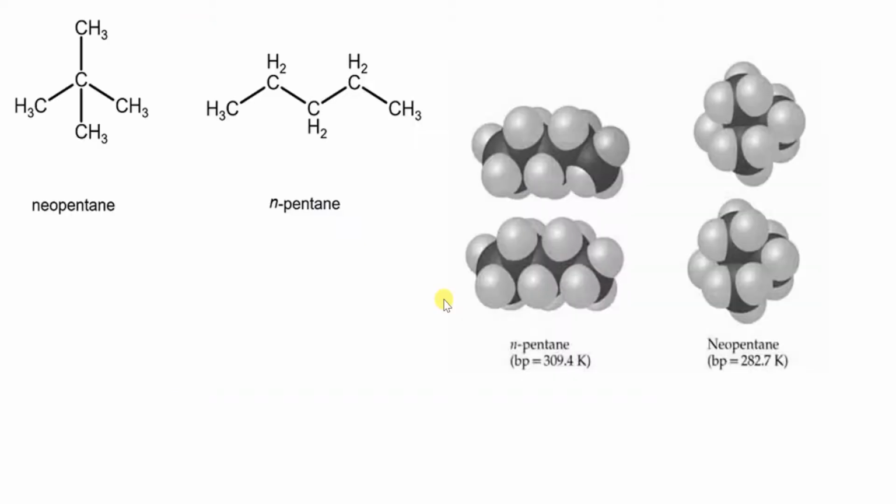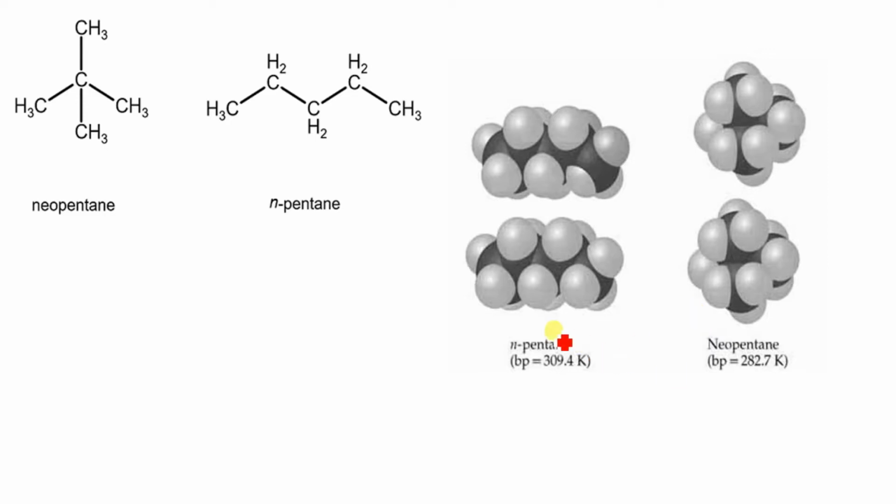And the second factor is molecular shape. So to illustrate this, we have two structures. We have neopentane, which is this spherical structure, and we have n-pentane, which is this broad cylindrical structure. Well, they both have 5 carbon atoms and 12 hydrogen atoms, right? So they have the same molecular size. But as you can see, the boiling point for n-pentane is higher than neopentane. And actually, at room temperature, neopentane is a gas and n-pentane is a liquid.